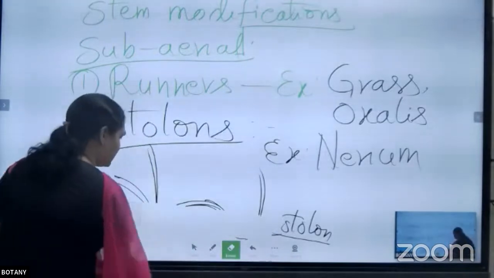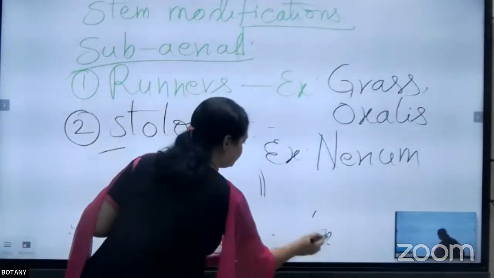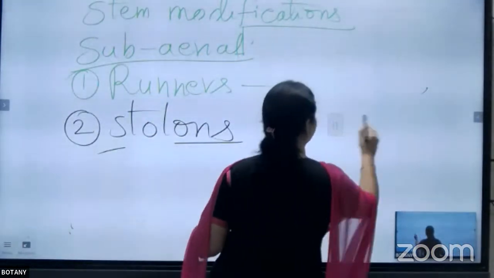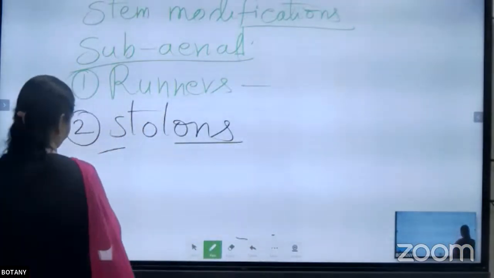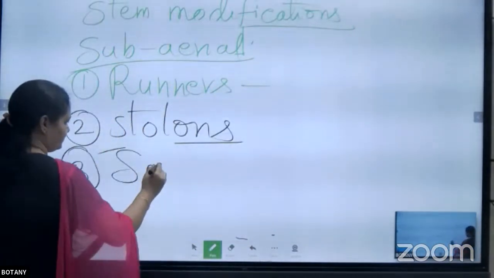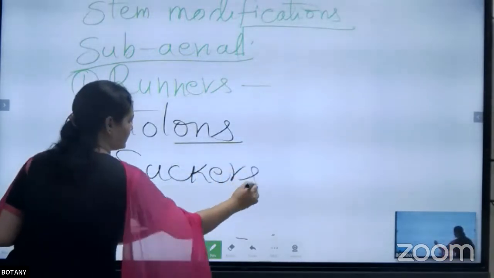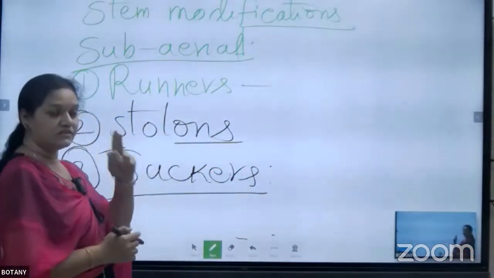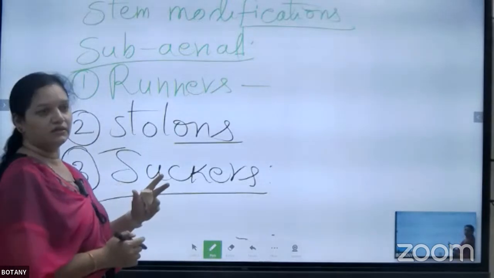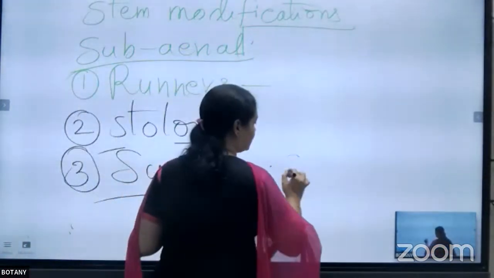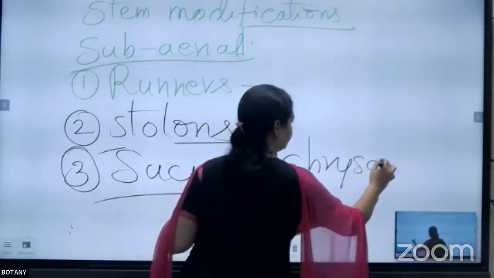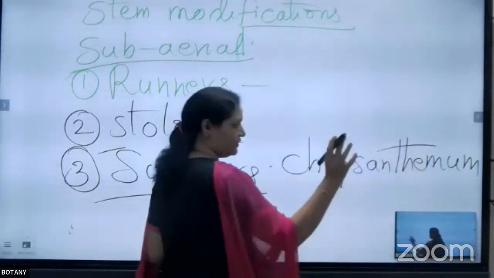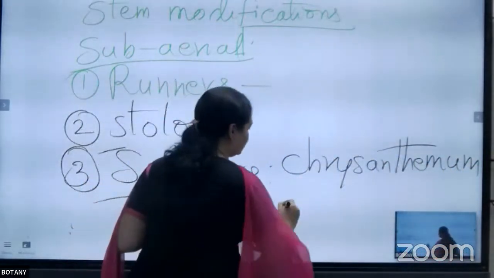Now comes the third subaerial stem modification. The third subaerial stem modification is sucker. In this, I am giving you two examples, the easiest one and somewhat the unique name. One is the chrysanthemum. If you don't know this spelling, then don't worry. Go with the easiest one, that is banana.